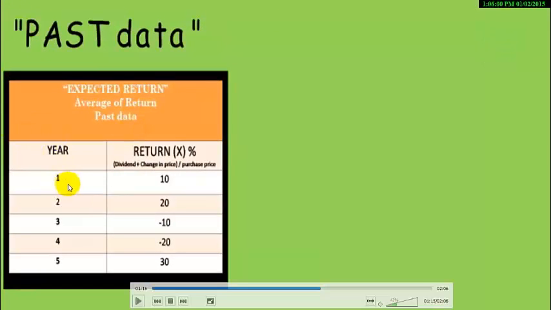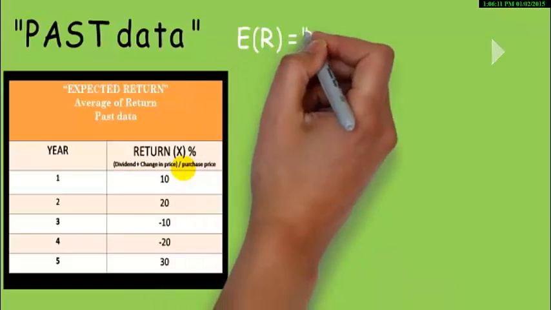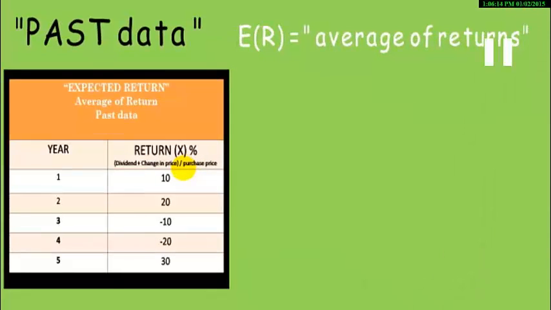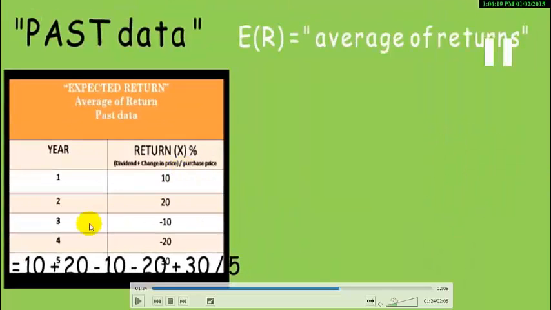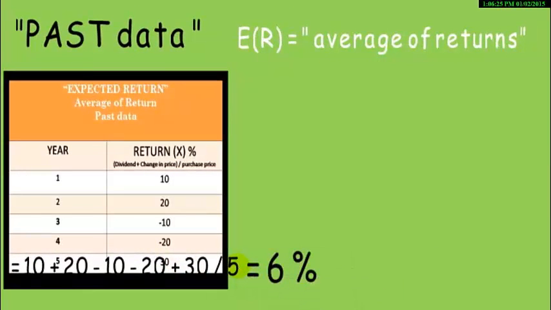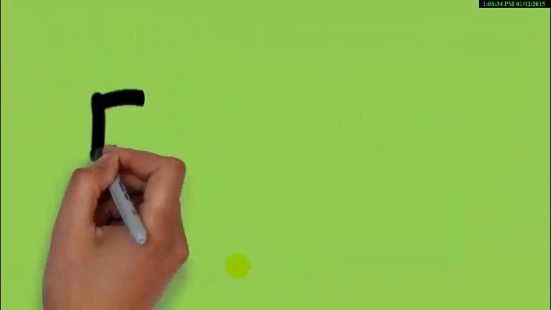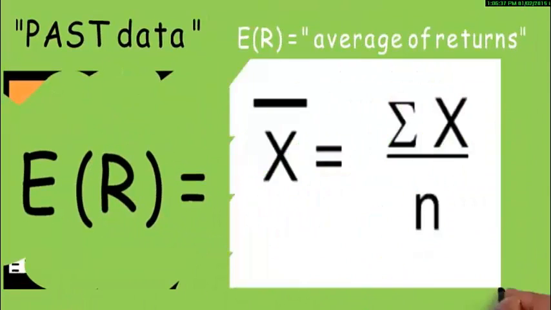Now for expected return using past data, previous year returns are given to us, that is the dividend plus change in price divided by purchase price. Now I know that expected return is the average of returns. So the average of returns is 10 plus 20 minus 10 minus 20 plus 30 divided by 5, which gives me 6%. So what is 6%? It is the expected return, the average of return, or I must say the expected return is the mean, that is summation x by n.